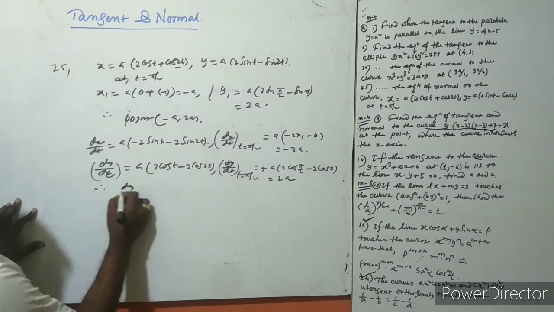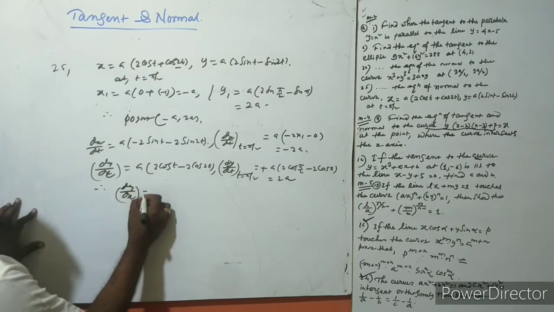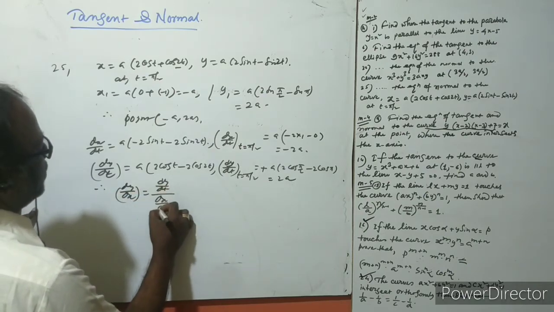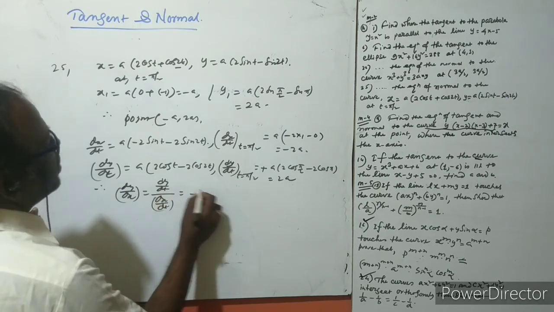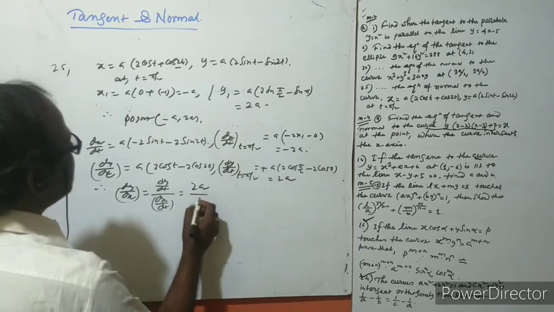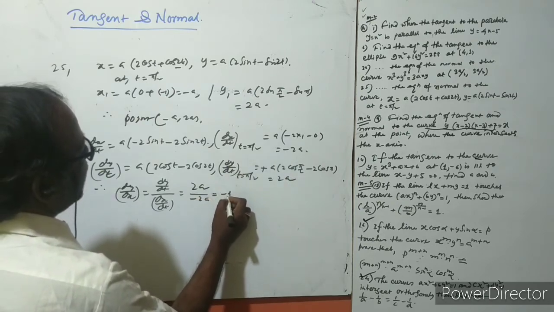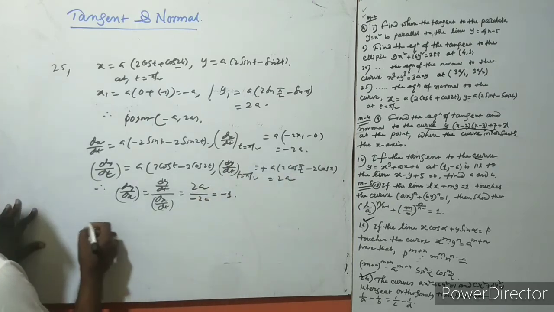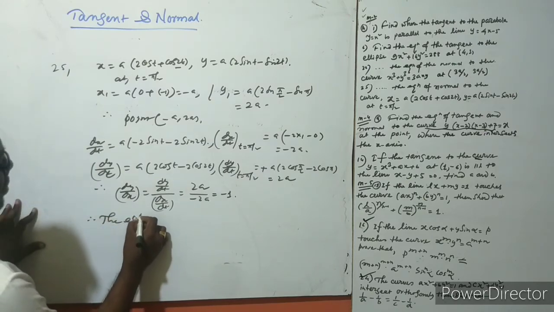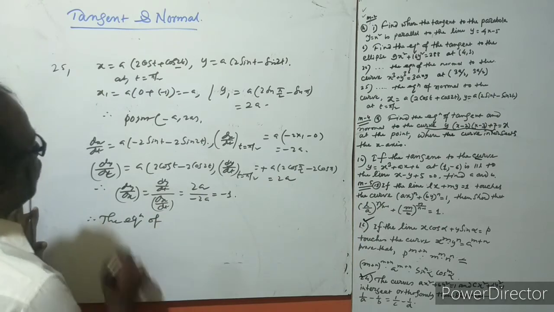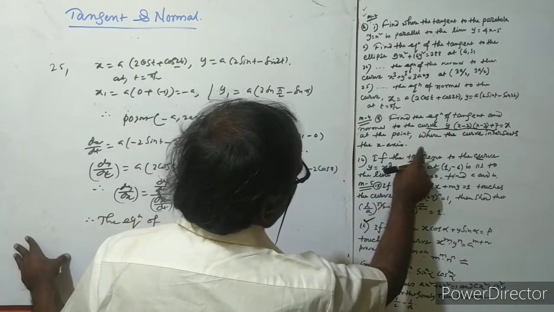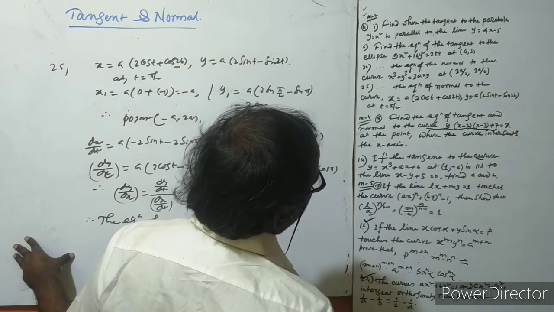So therefore dy/dx is equal to (dy/dt) by (dx/dt). So this is dy/dt, this is 2a, and this is minus 2a, and that is minus 1. So therefore the equation: this is the slope of the tangent. So we have to find the equation of tangent and normal.